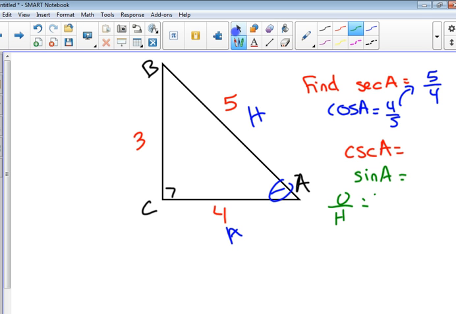Good, so this is 3 over 5, nice, so your sine is 3 over 5, so to get your cosecant, you got it, good job.